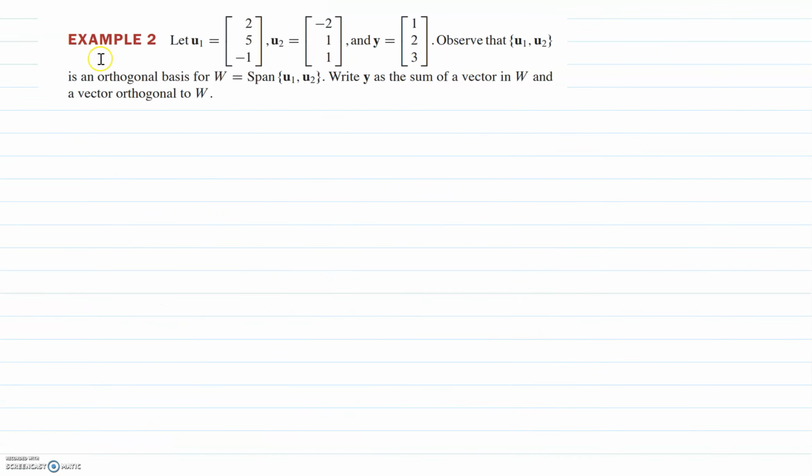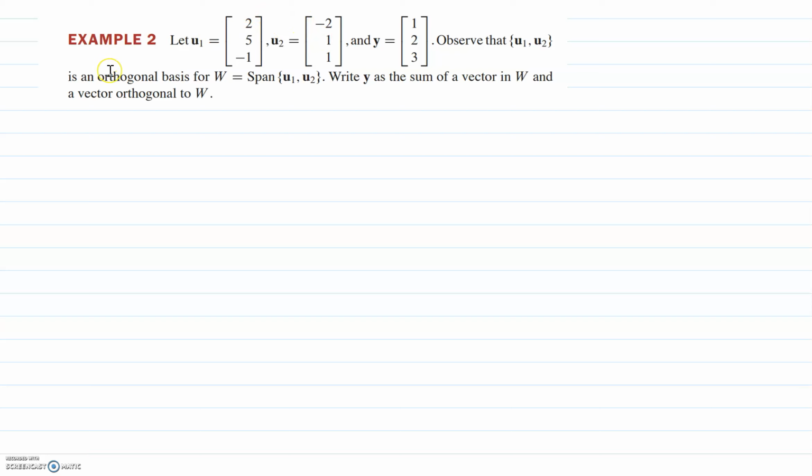So we're going to use this theorem for example 2. What does example 2 say? Let u1 be the vector 2, 5, negative 1, and u2 be the vector negative 2, 1, 1, and the vector y is 1, 2, 3. First, observe that u1, u2 is an orthogonal basis for W, where W is the span of u1 and u2. We do see that these are independent.